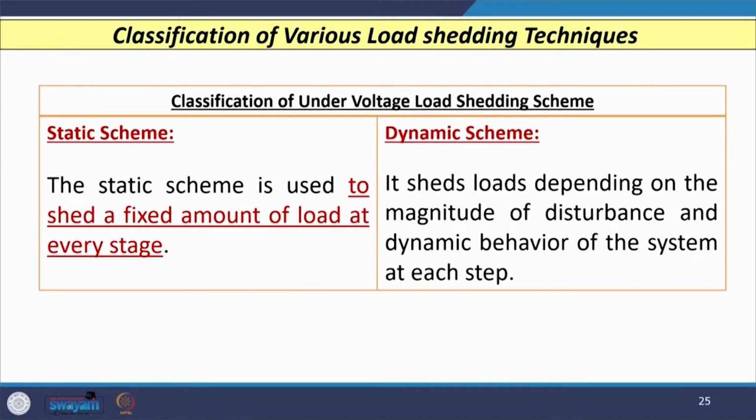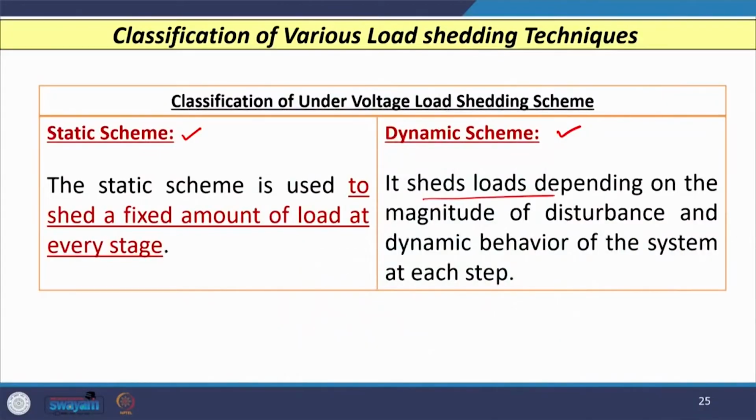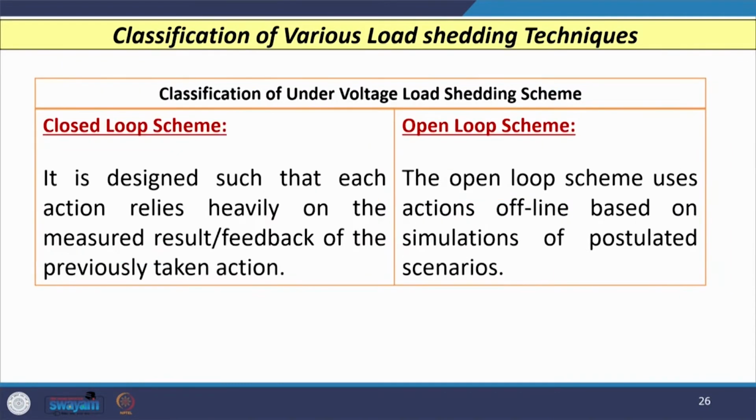The second type of classification is based on static scheme and dynamic scheme. So, the static scheme is used to shed a fixed amount of load at every stage. So, you cannot change the load amount, you have to shed the load that is fixed, whereas in case of dynamic scheme it sheds the load depending on the magnitude of disturbance and the dynamic behavior of the system at each step. So, this is the difference between static and dynamic scheme.